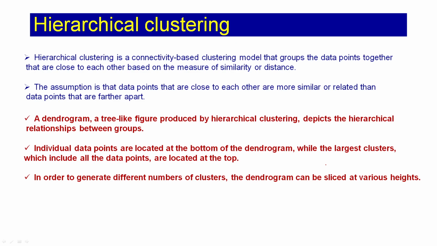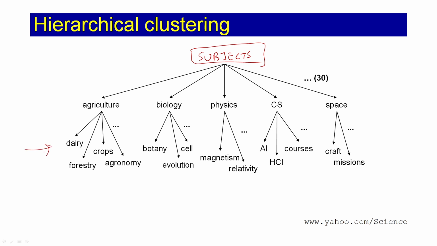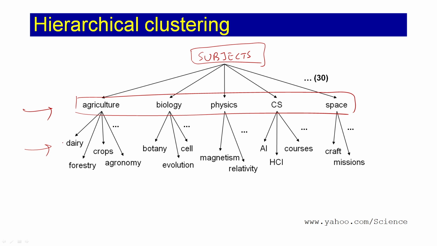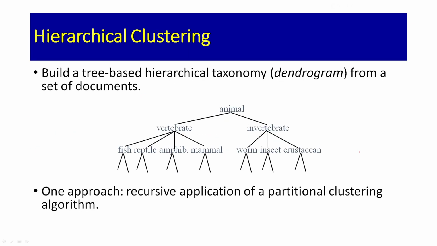And to generate these different number of clusters, dendrogram can be sliced. You can slice the dendrograms. You can slice here, you can slice here, right? You can slice it up and get a slice. If you want to generate a slice here, it is like this, right? This is called a slice. So, basically it builds a tree based hierarchical taxonomy from a set of documents. Remember, the basic approach is very simple, recursive applications of partitional clustering.